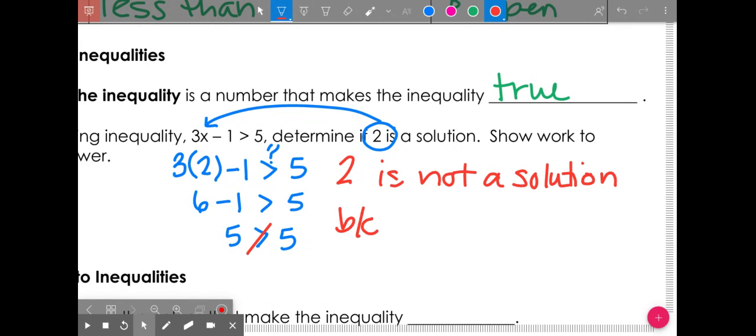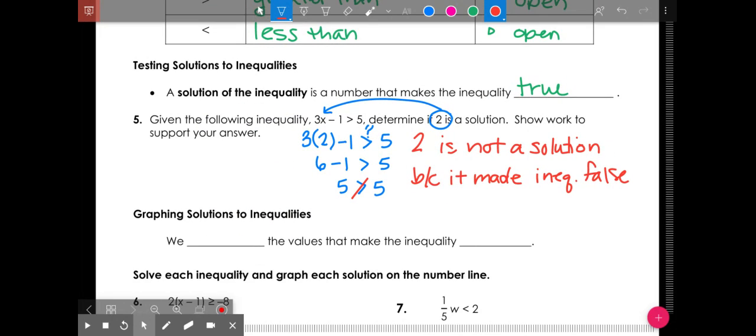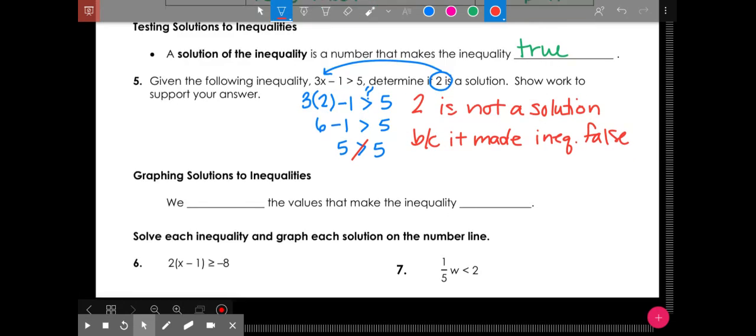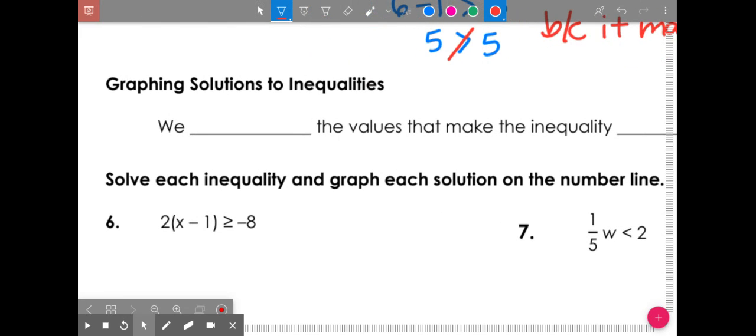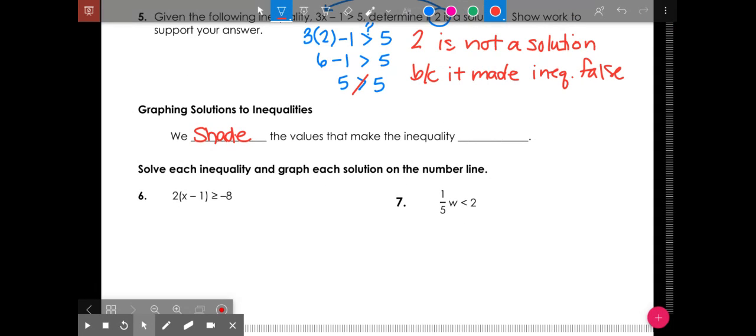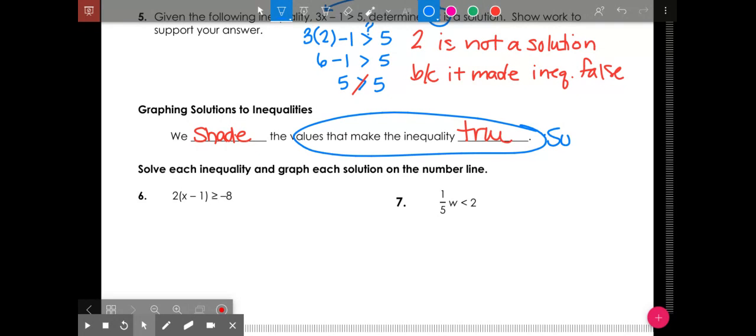Because it made the inequality false. Okay, just like with equations, for graphing solutions to inequalities, we will shade the values that make the inequality true. Remember that the values that make it true are these solutions.